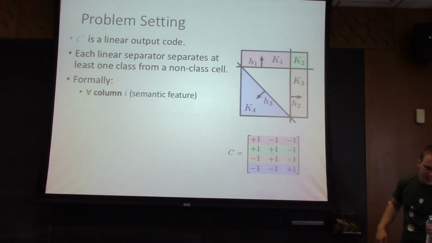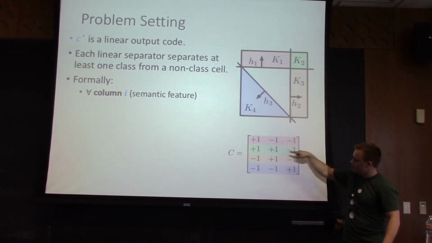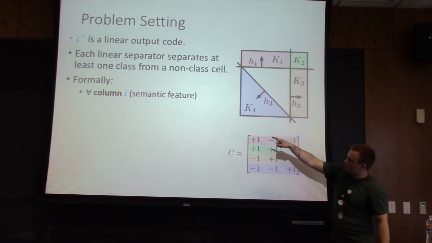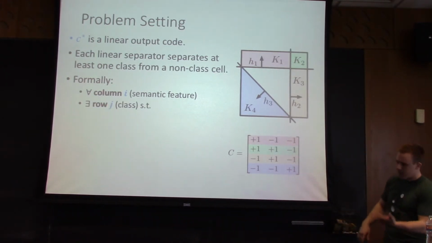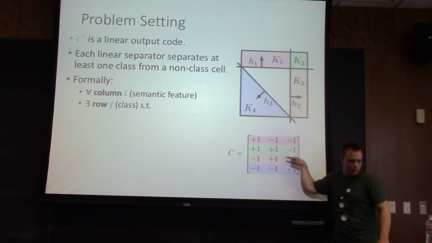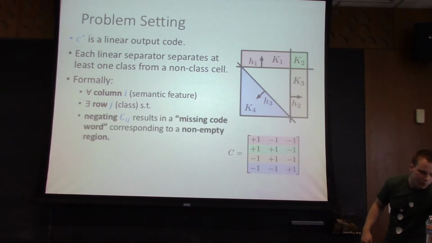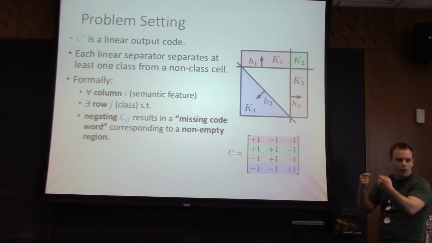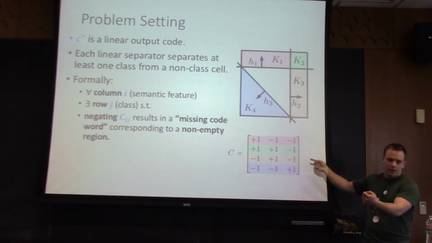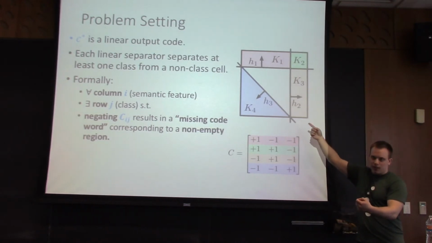What we're going to say is that for every column i of the code matrix, and remember this corresponds to a semantic feature or one of these linear separators, there exists a class, which is a row, such that if I flip the ijth entry of this code matrix, the resulting code word is not in the code matrix, and it describes a cell that has non-zero volume.